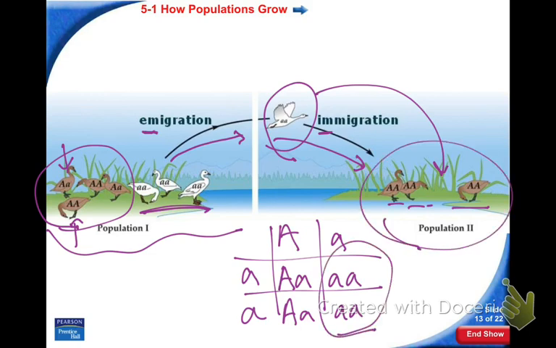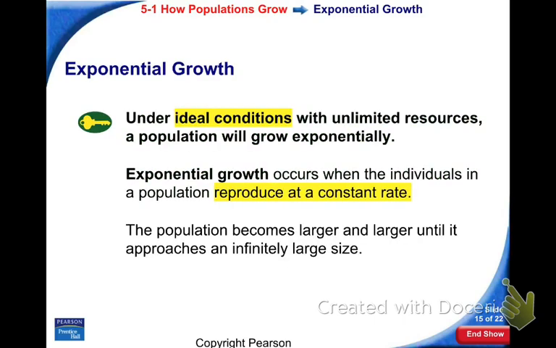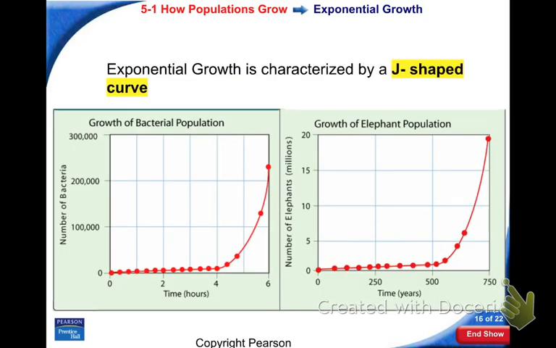And so that changes how this new population looks because of the influence of the new DNA. So we have two types of growth that can happen in populations: exponential growth and logistic growth. Under ideal conditions, that means you're getting enough food, you have enough space, you have all the resources that you could possibly need, a population is going to grow, and it's going to grow in an unlimited way. It reproduces at a constant rate, and the population will become larger and larger until it approaches what could be potentially an infinite size. And we call this exponential growth.